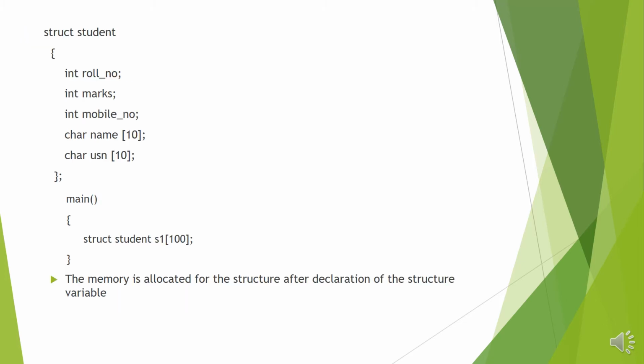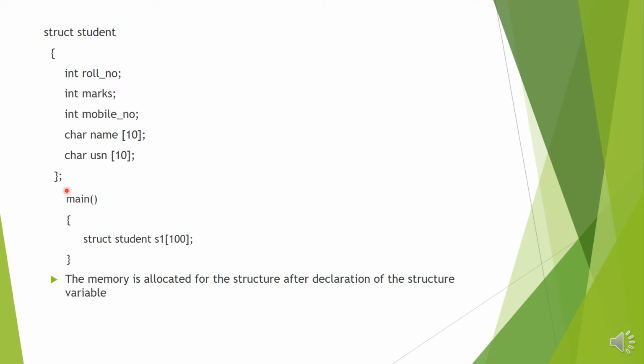We have one more representation here, the same thing elaborated: struct student, int roll number, int marks, int mobile number, char name and char USN. Now the university number is a combination of both characters and numbers, so you can declare it as a character array.